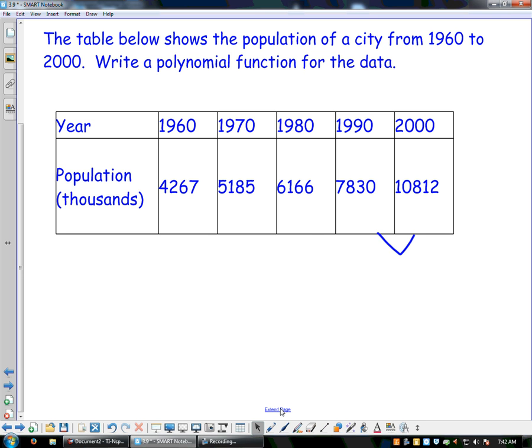If we take 10,812 minus 7,830, I'm getting 2,982. And then for the next one, that's 7,830 minus 6,166. I'm getting 1,644.